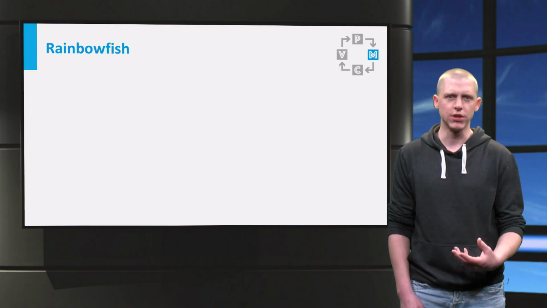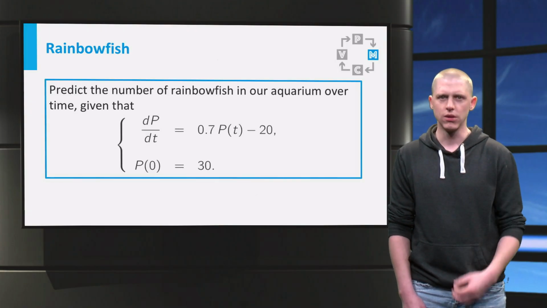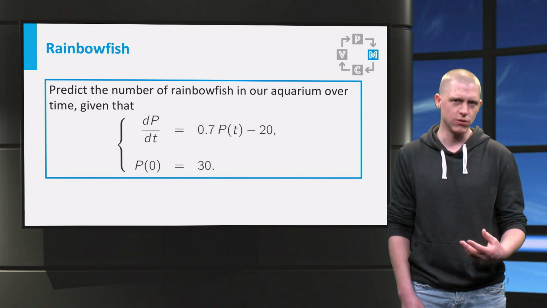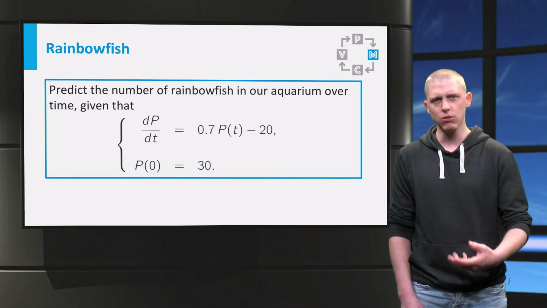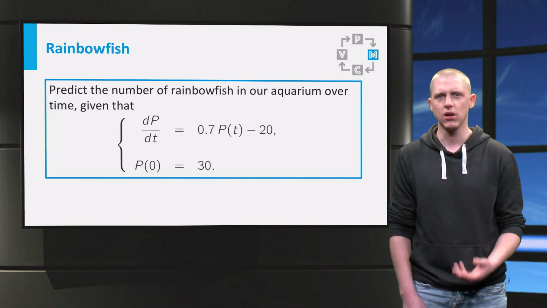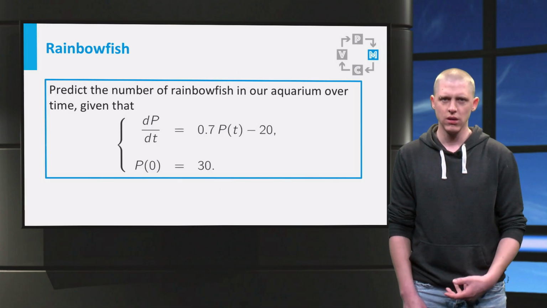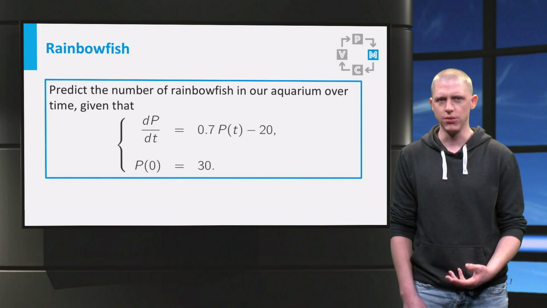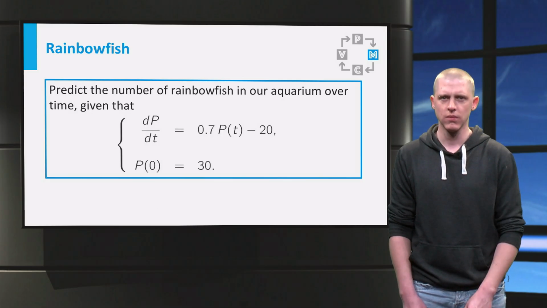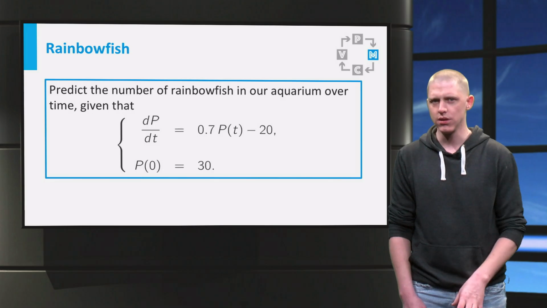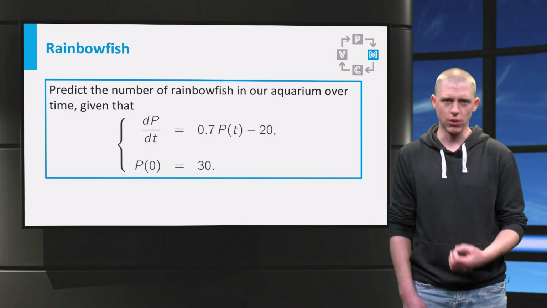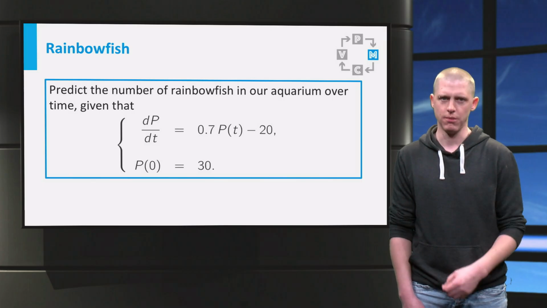Let us consider our differential equation. The derivative of a population of rainbow fish P with respect to time, t, equals 0.7 times the population size P minus a constant 20. The population P has as unit the number of rainbow fish and the time t is in days. This indicates that the unit of 0.7 is per day and the 20 is in number of fish per day.